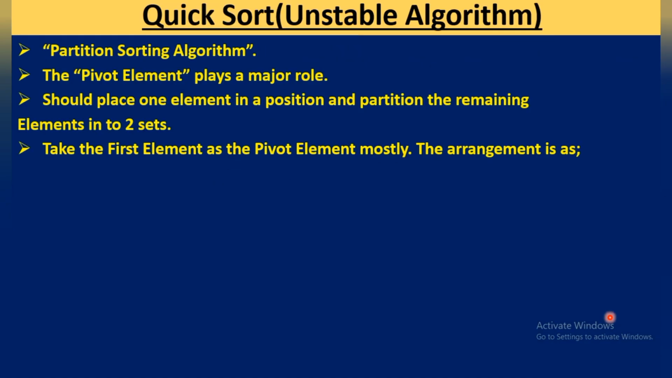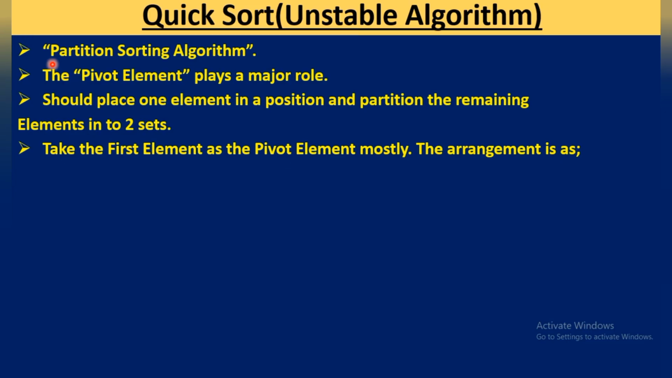So now we are going to discuss the quicksort algorithm. It is an unstable algorithm. It means we are going to arrange the elements that are present in any of the locations. But in bubble sort, we were doing a nearby comparison. Can you just follow?